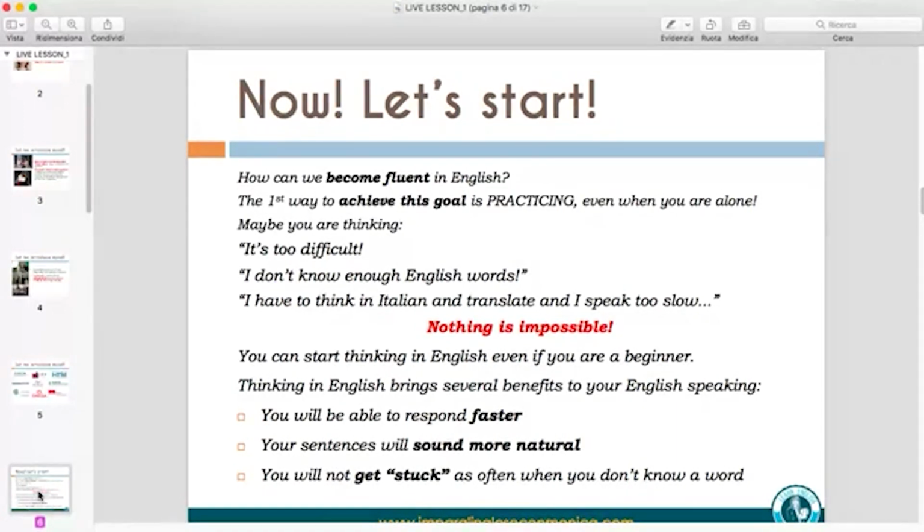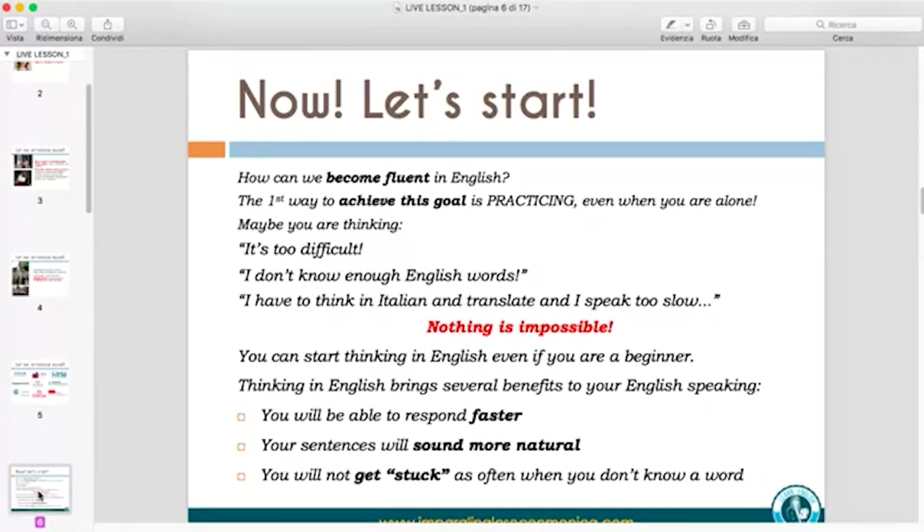Maybe now you're thinking that it's too difficult, that you don't know enough English words, and that you also always have to think in Italian and then translate. And so the result is that you speak too slow. But you don't have to think about all these problems. We can label them as problems, because you have to keep in mind that nothing is impossible. Everything is possible. So, as usual, you just have to know how to do things.